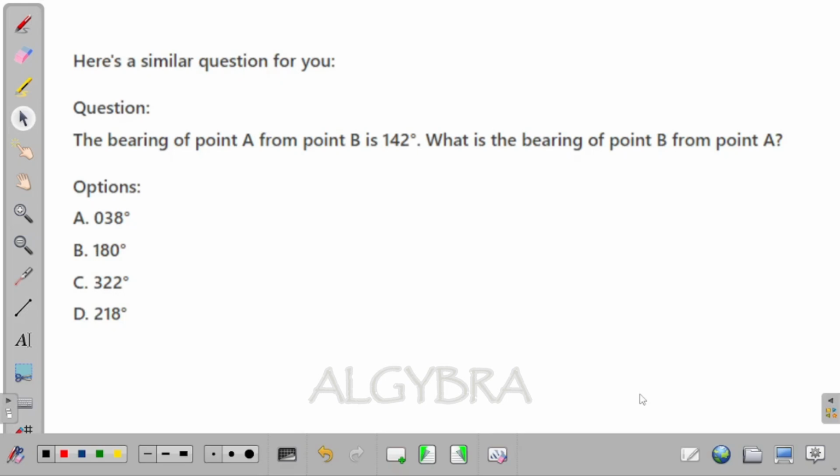So here's a similar question for you to solve using the method that we just described in this video. It says the bearing of point A from B is 142 degrees. What is the bearing of point B from A? The options are: A is 38 degrees from north, B is 180 degrees from north, C is 322 degrees from north, and D is 218 degrees from north, which is the same as the one we solved. So actually solve this and put your answers in the comment section.